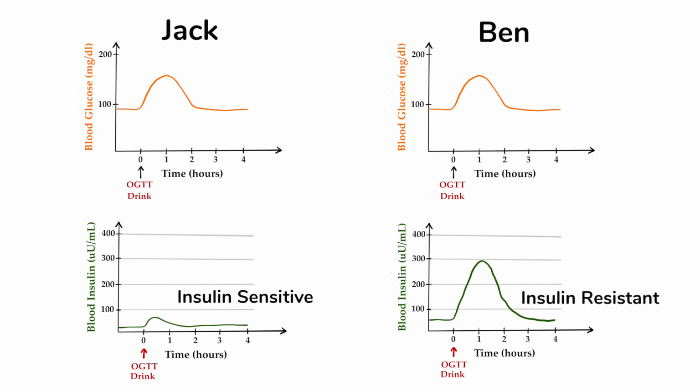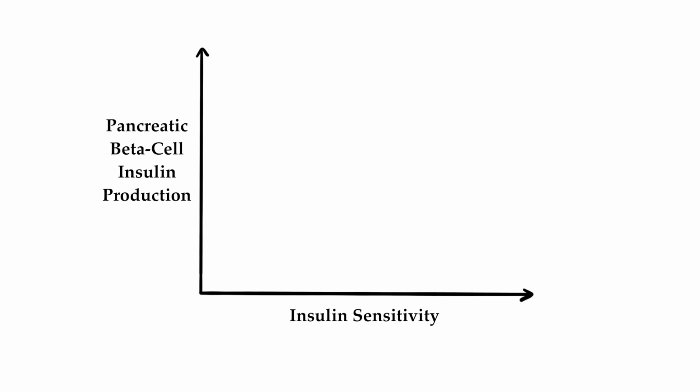If we were to plot insulin sensitivity here on the x-axis against insulin production by the pancreatic beta cell on the y-axis, people like Jack in our example, who are very insulin sensitive, would be here. Insulin sensitivity is high, and the amount of insulin produced by his beta cells is low. That is not to say that his beta cells could not produce more insulin, they just don't have to. Ben, by comparison, would be somewhere here. His insulin sensitivity is a lot lower, and as a result, his beta cells have to make a lot more insulin.